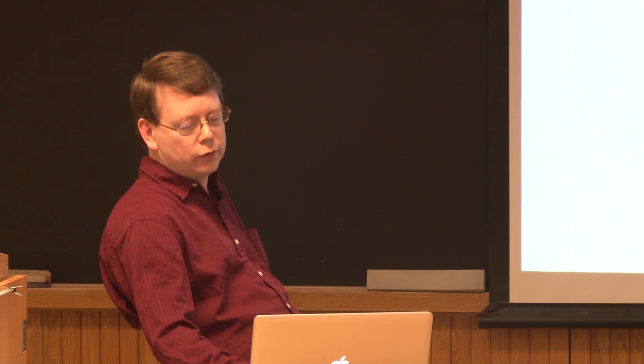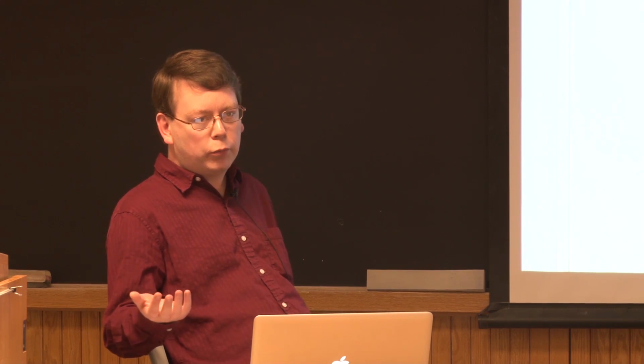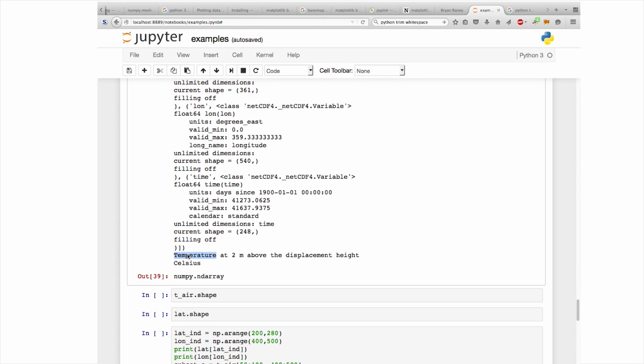Anything? Yes? Instead of getting all of that, all it gave me was temperature at 2 meters above the displacement height. Well, I changed this code here. Feel free to, because the original code in the notebook just had the name that it printed. So if you look, I'm printing ds.variables tair name or long name, ds.variables tair units. All those things are output here. Here's what you have: temperature at 2 meters above the displacement height. That's the long name, and Celsius is the units.